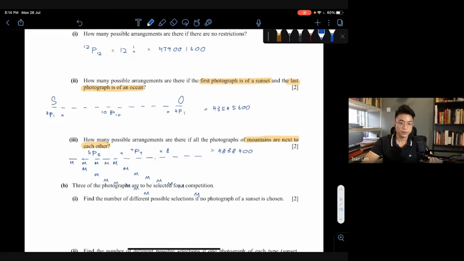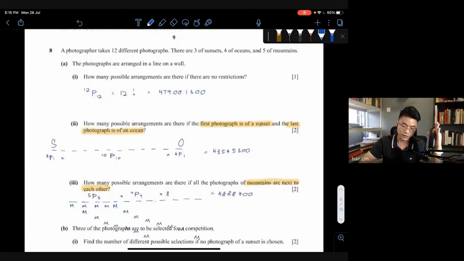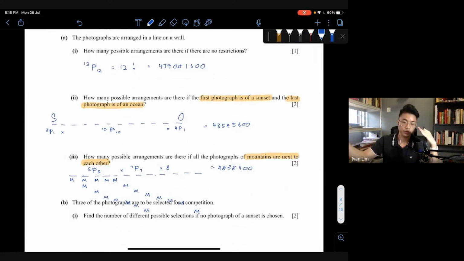Clear on this one? Okay, so there are two parts on the same layer, the combination. How do we arrange it? 5P5 times 7P7, or 5 factorial times 7 factorial. Because I want to arrange my mountains first, then the sunset and ocean, it doesn't matter. So I just put in all the others. How can I move my mountains? I can move in 8 different positions, like what I drew out here. I can start from position 1, position 2, 3, 4, 5, 6, 7 until 8. 8 to 12 will be my last position. That's why I times 8.